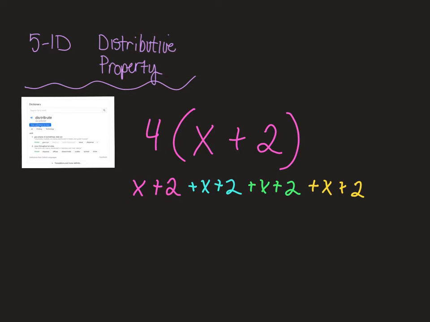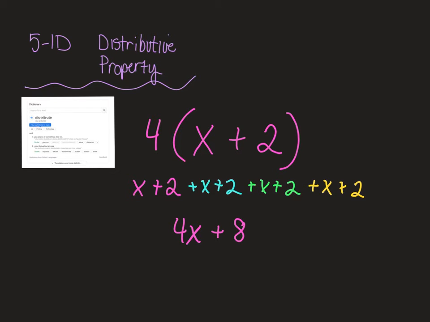This is an x plus 2. I have a second one, I have a third one, and I have a fourth one. So now I have an x, another x, another x, another x. How many x's do I have? I got 4 of them. And I've got 2 plus another 2 plus another 2 plus another 2. Well, what does that make? It makes 8. So in the end, if I had this 4 times, I end up with 4x plus 8.